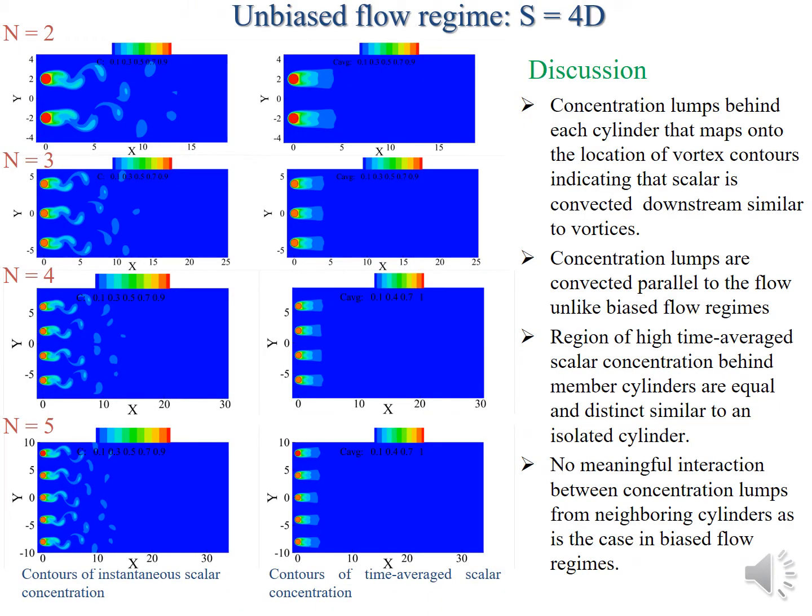Finally, for the side-by-side cylinders, we have the unbiased flow regime, and the unbiased flow regime has a very large separation such that the interaction between vortices of neighboring cylinders is very minimal.